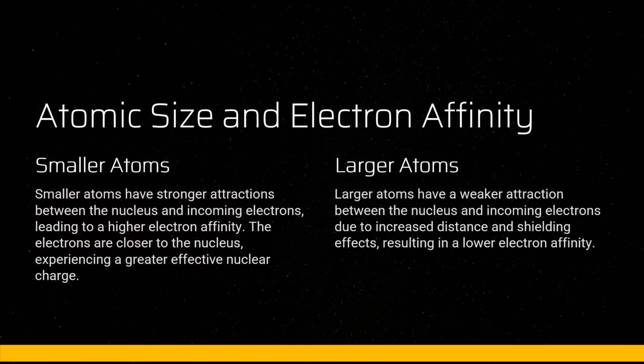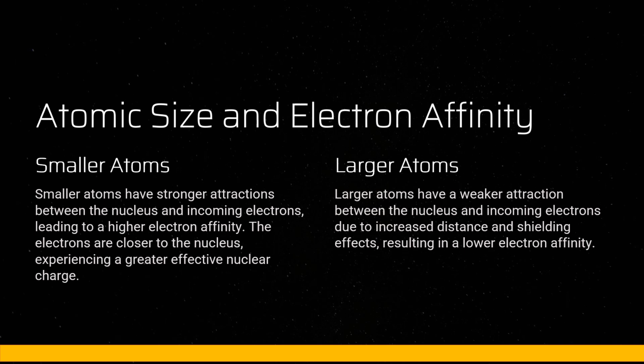When it comes to electron affinity, the size of an atom plays a pivotal role. Let's break it down into two key categories: smaller atoms and larger atoms. Smaller atoms are like powerful magnets for incoming electrons. Why? Because their electrons are closer to the nucleus, where they feel a stronger pull due to a greater effective nuclear charge. This results in a higher electron affinity.